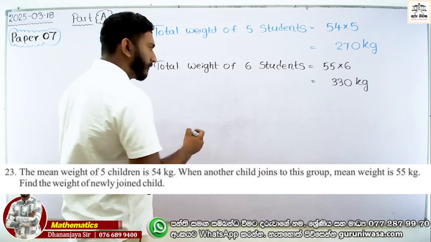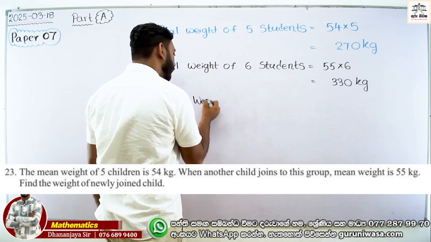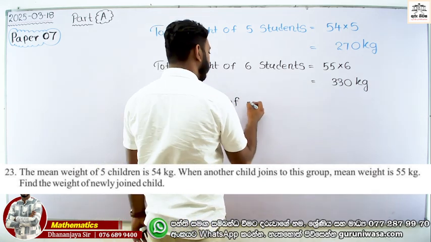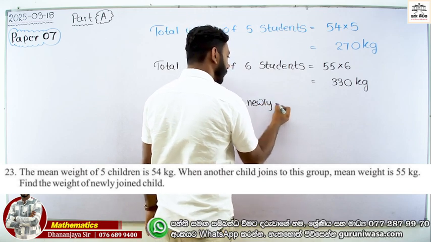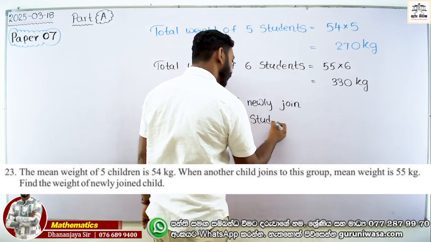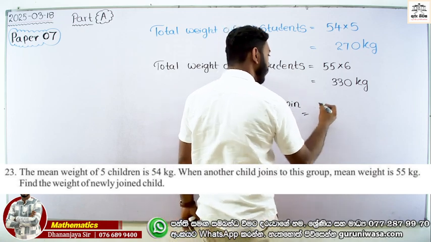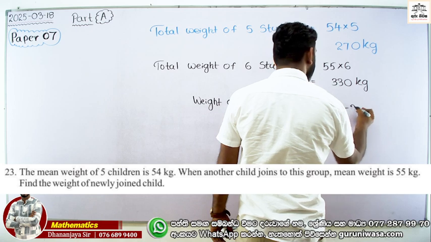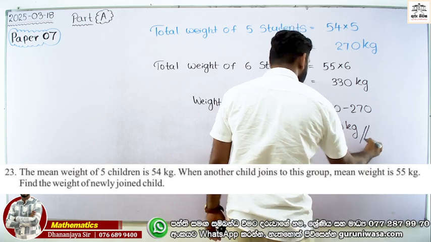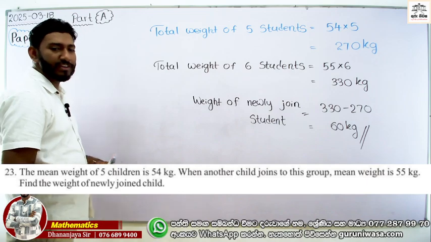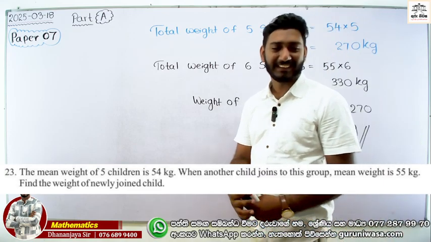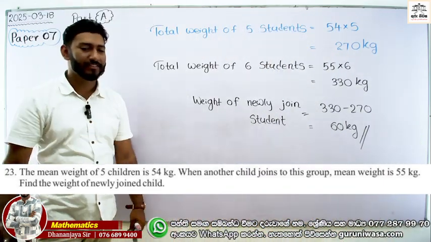Find the weight of the newly joined student. Now we can write: weight of newly joined student is equal to 330 minus 270. It becomes 60 kilograms. And this is the final answer. Now you got it? Yes? Yeah, done. Right, okay, note down.